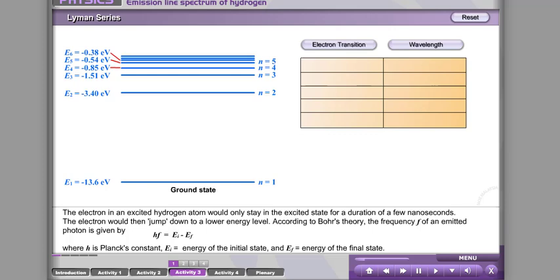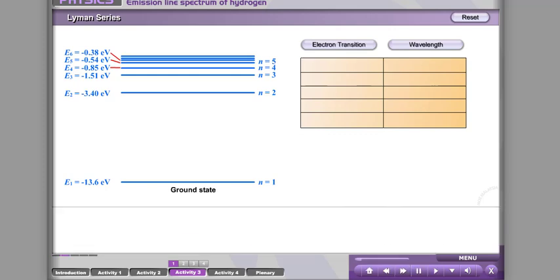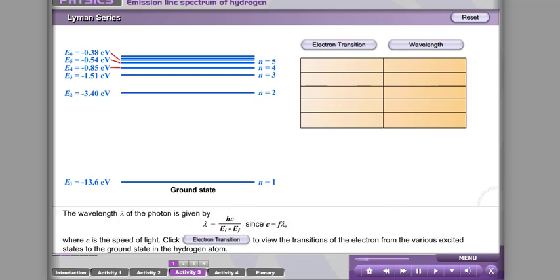The electron in an excited hydrogen atom would only stay in the excited state for a duration of a few nanoseconds. The electron would then jump down to a lower energy level. According to Bohr's theory, the frequency f of an emitted photon is given by hf equals Ei minus Ef, where h is Planck's constant, Ei equals energy of the initial state, and Ef equals energy of the final state. The wavelength lambda of the photon is given by lambda equals hc over Ei minus Ef, since c equals f lambda, where c is the speed of light.